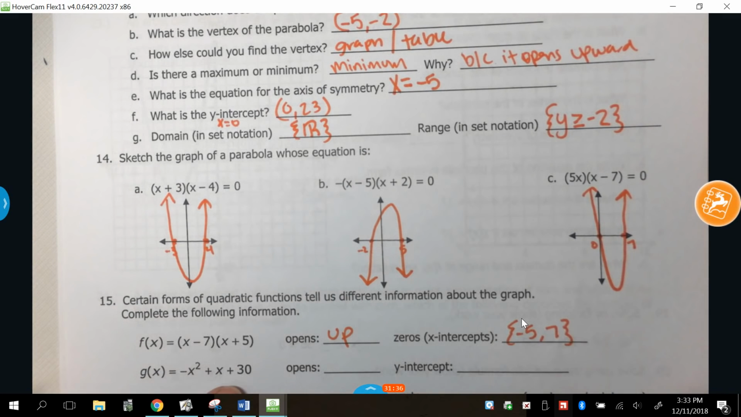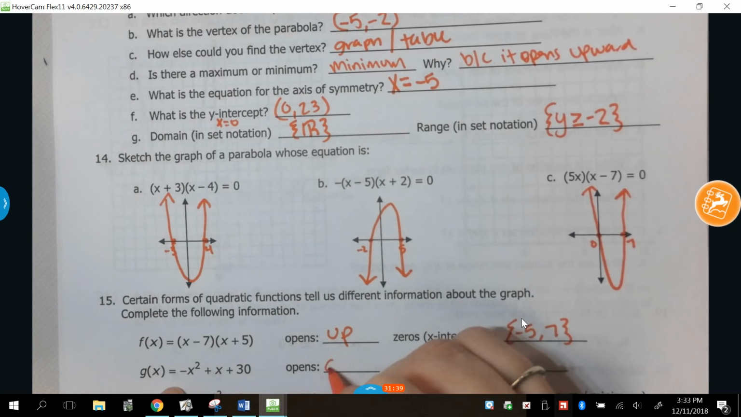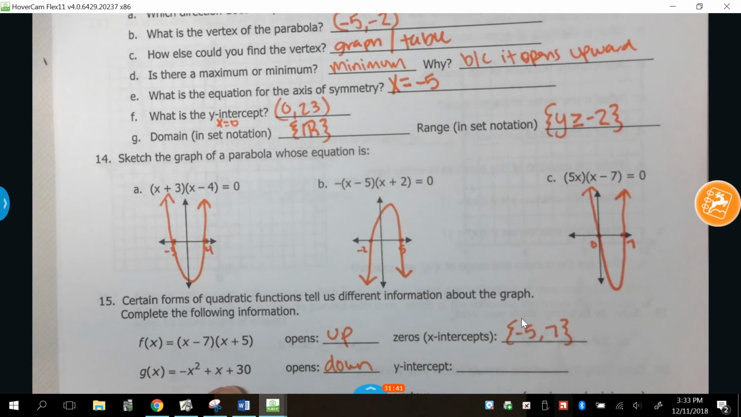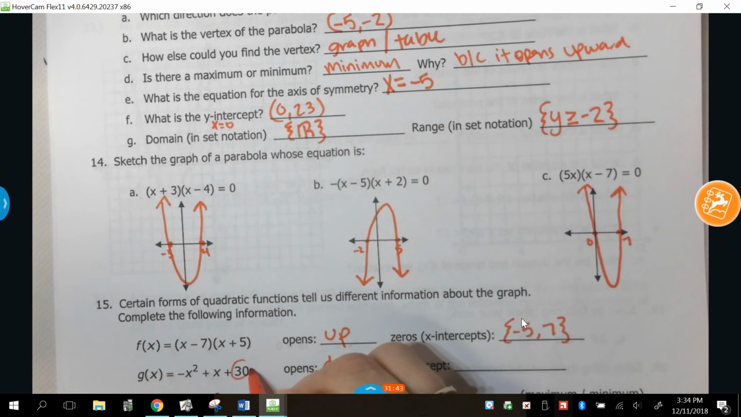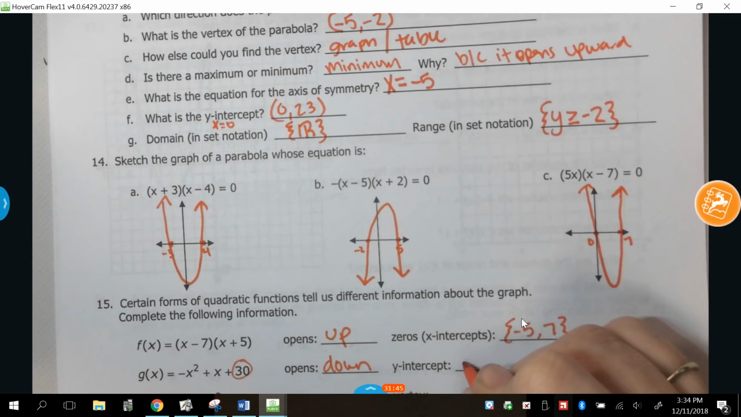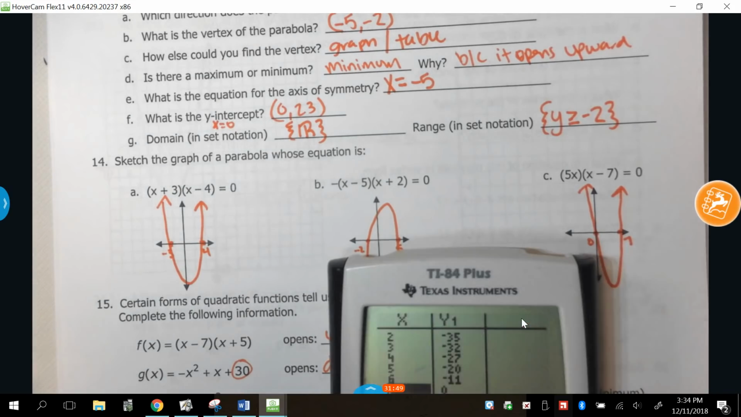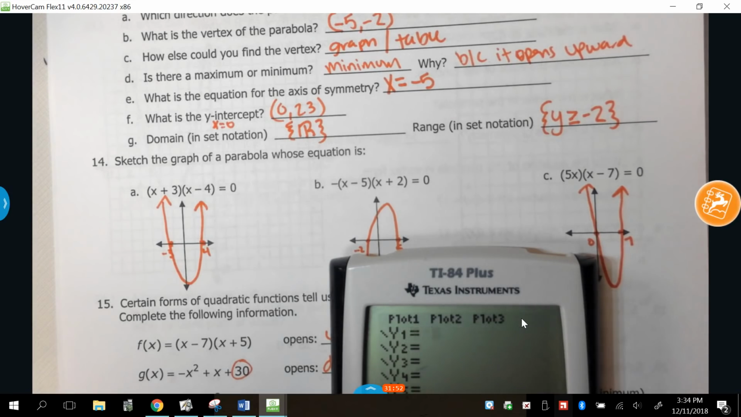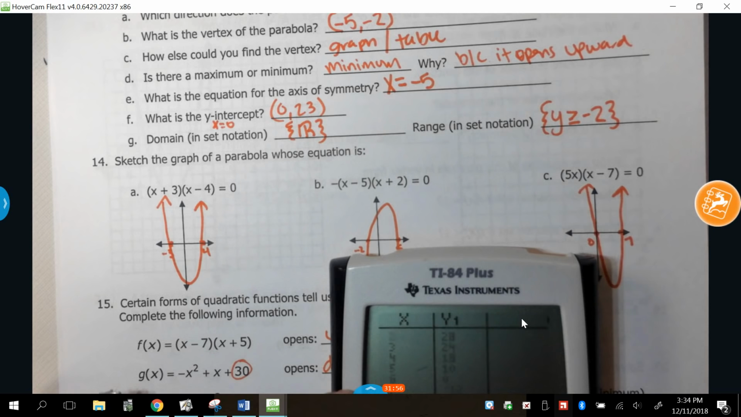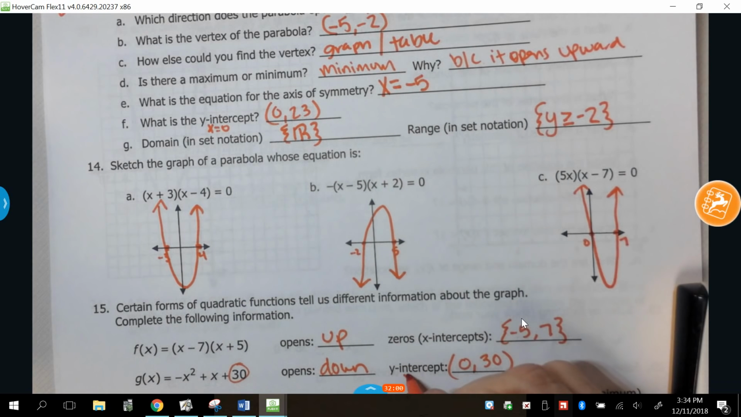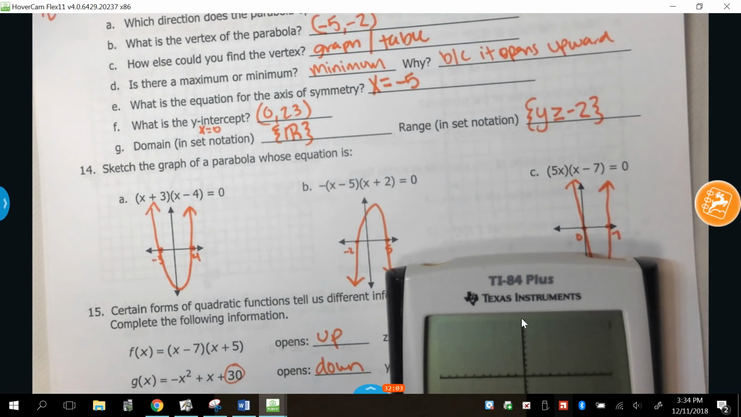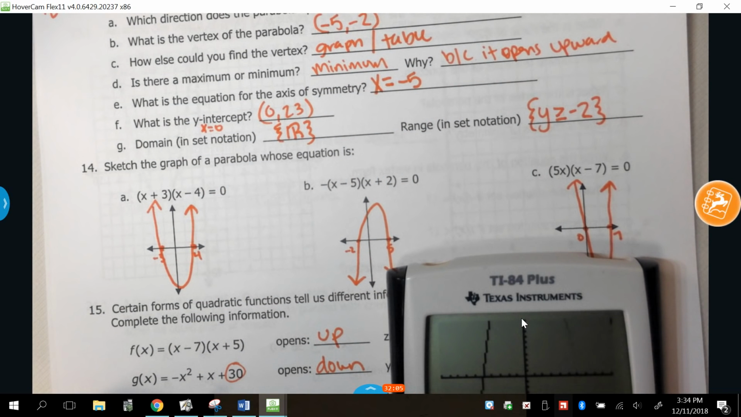Now on this one, this is negative, so it opens down. Again, you could type this in your calculator. And I want you to remember, when it's in standard form, this is your y-intercept. So 0, 30. And again, we could check our work. Negative x squared plus x plus 30, second graph. At 0, it's 30, which is my y-intercept, because remember, that's where x equals 0. If I hit graph, it's open downwards.